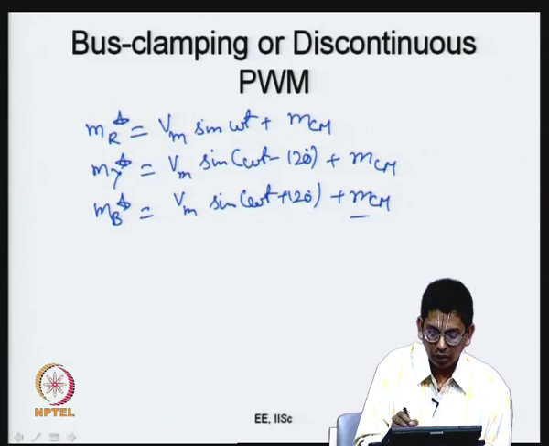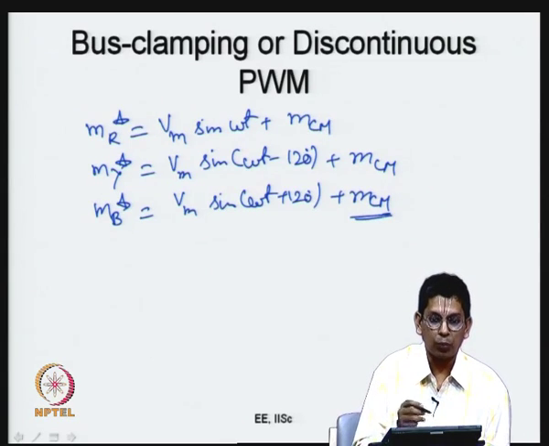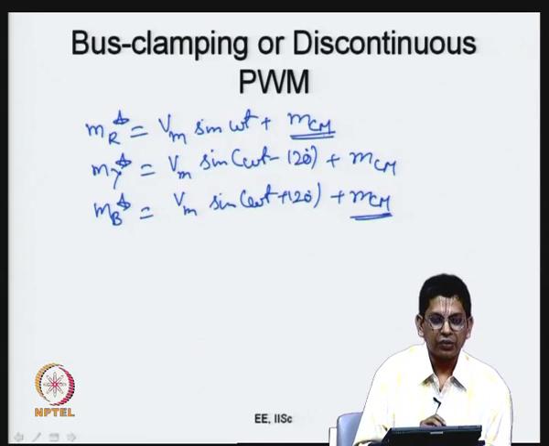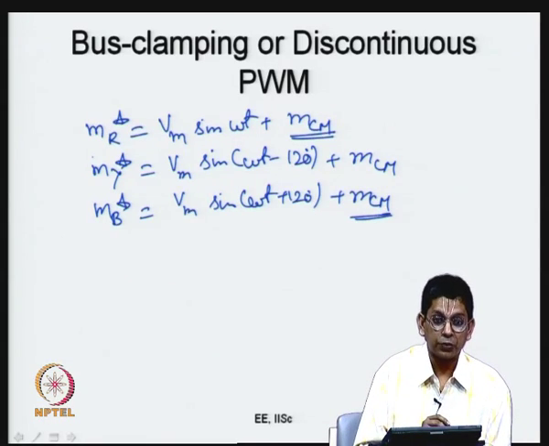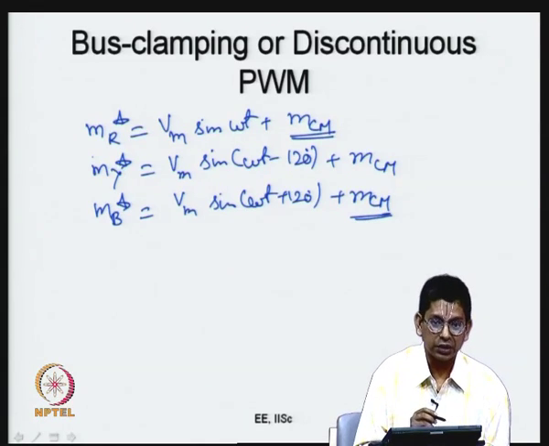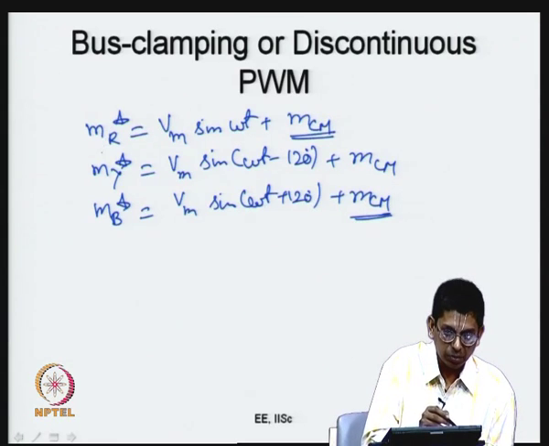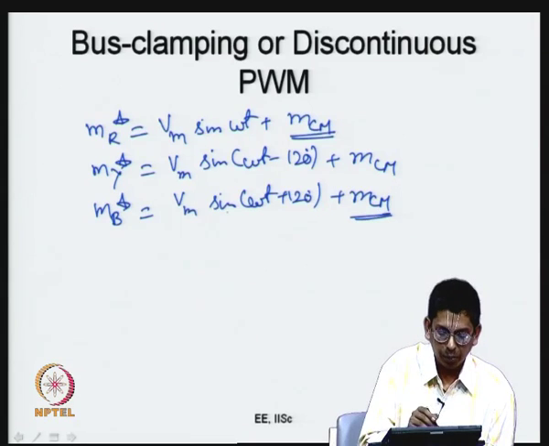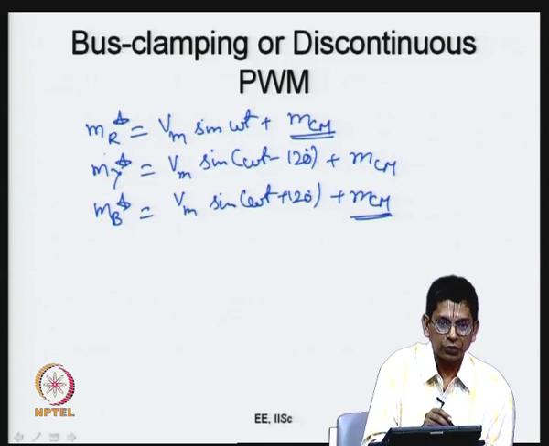Now, you can choose an MCM such that it would clamp the bus, it would clamp one of the phases. For example, can I clamp R phase? Yes, I can clamp R phase. When can I clamp R phase? Now, to which bus? It could be the positive bus or negative bus. When can I clamp it to the positive bus? Out of the 3 sinusoidal signals mr, my and mb, when mr happens to be the most positive signal, then it is possible for me to clamp R phase to the positive bus.